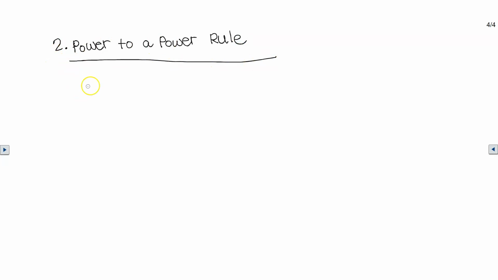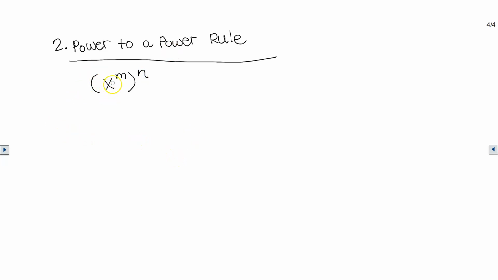So the power to a power rule. Now here's what it looks like. You will have a base raised to a power inside parentheses. So it'll be wrapped up in parentheses. And then all of that is being raised to another power that is outside the parentheses.